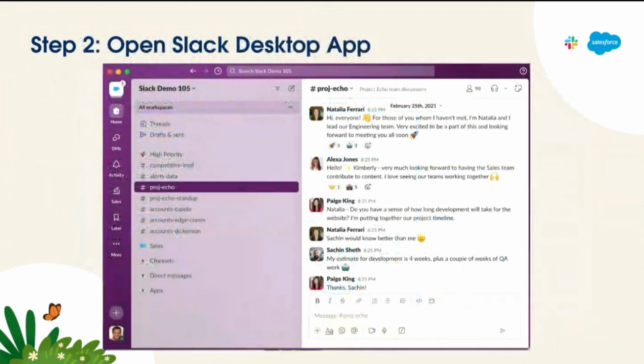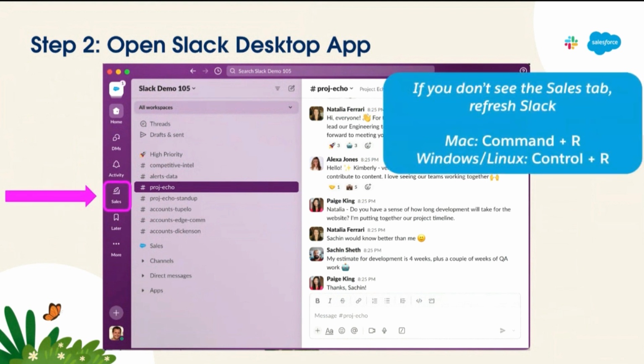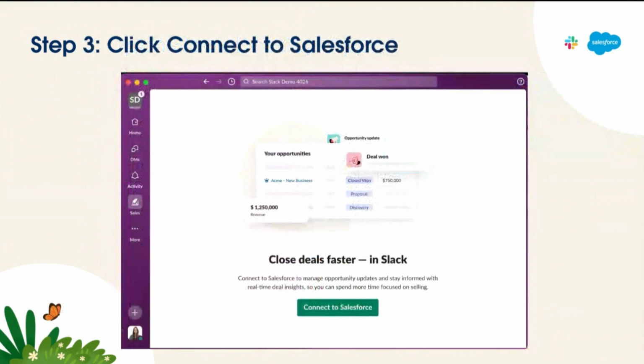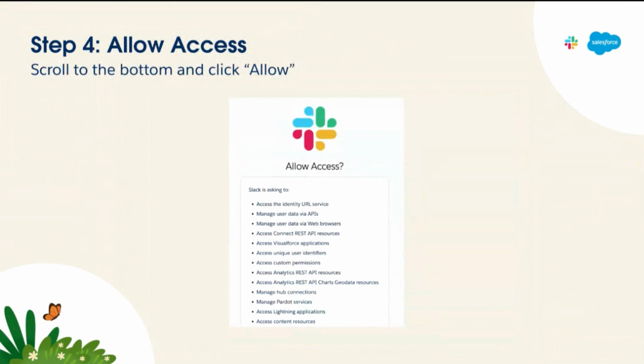Next, open your Slack client and click the new Sales tab on your sidebar. You may need to force restart Slack to see this update. Click Command-R on a Mac or Control-R on a Windows. Next, click the Sales tab and connect Salesforce to Slack by following the prompts. Finally, you'll need to click Allow Slack Access.